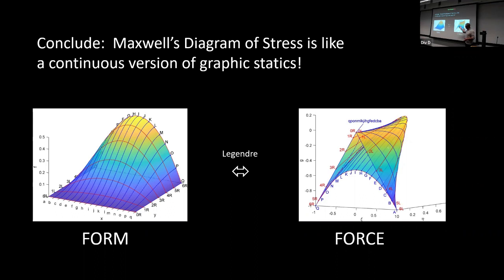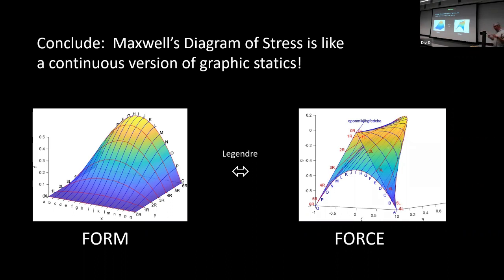We've now got a continuum form diagram and a continuum force diagram. And we've never really done this before. We've worked a lot over here in the discrete version. In the discrete version of graphic statics, the form diagram is a truss, and over here you have a force diagram, and it also looks like a truss. Whereas now we've got a continuum version.